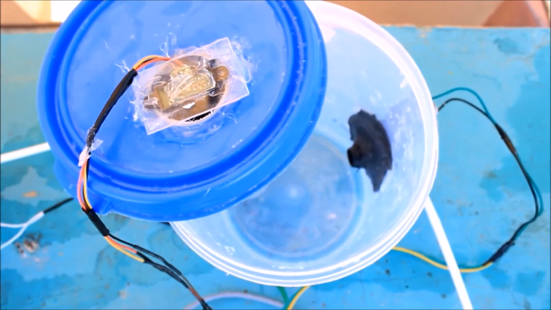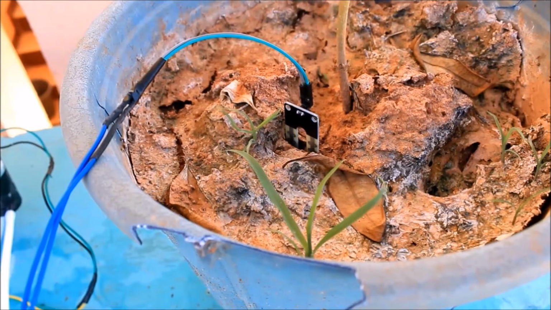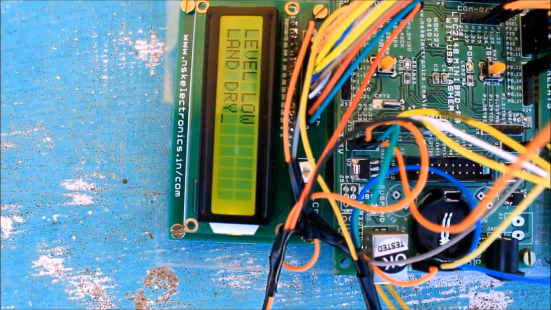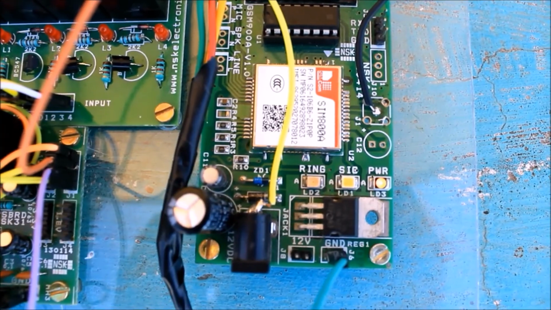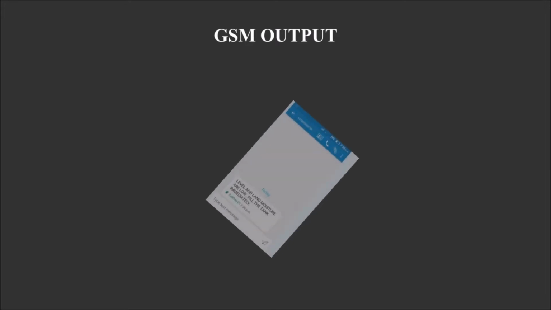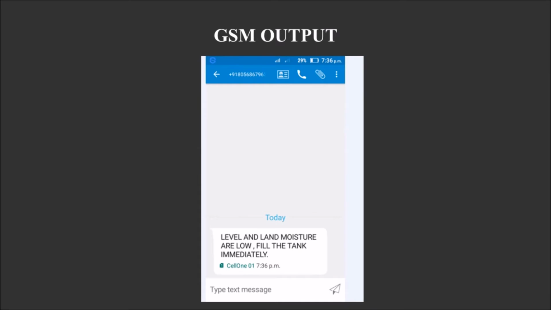The next is the GSM working condition. If the tank level is less than the threshold and the garden area moisture content is also low, then it is displayed on the local display unit LCD and also transmitted via GSM. The GSM output on the phone screen would be: level and land moisture are low, fill the tank immediately. This is the real output on the phone screen.